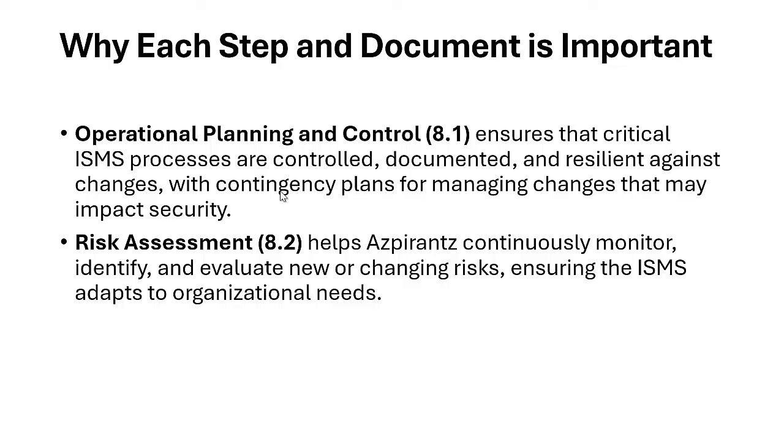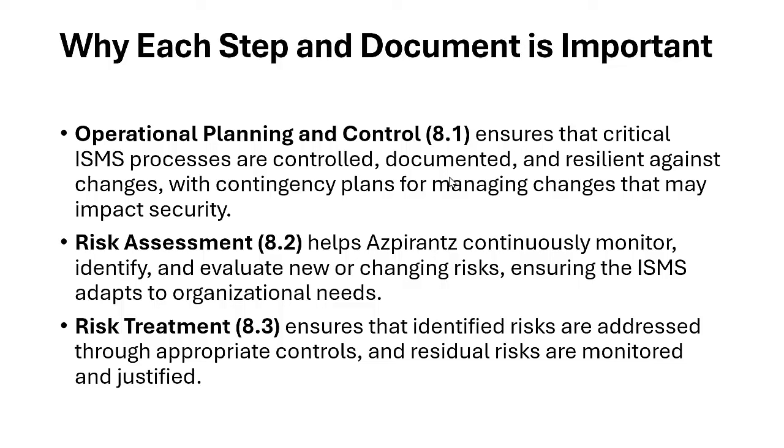Second, risk assessment helps organizations monitor, identify and evaluate new and changing risks, because we did the initial risk assessment to identify what controls are required, but it doesn't mean that once you've done the risk assessment, everything is mitigated. We have to do regular assessments for some critical projects. That's why we do it again as per 8.2. And as the business or organization changes, we do the risk assessment according to the detailed procedure. Then the third is risk treatment, to ensure that the identified risks are addressed through appropriate controls, and residual risks are monitored and justified, because residual risk is the risk which is left after implementing a control.